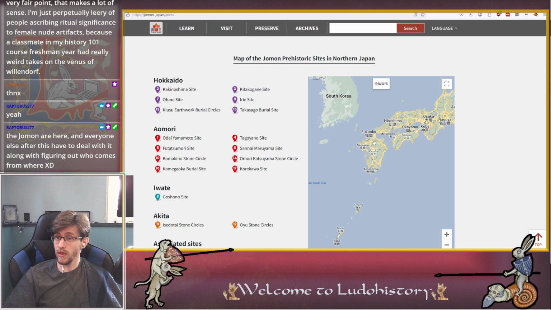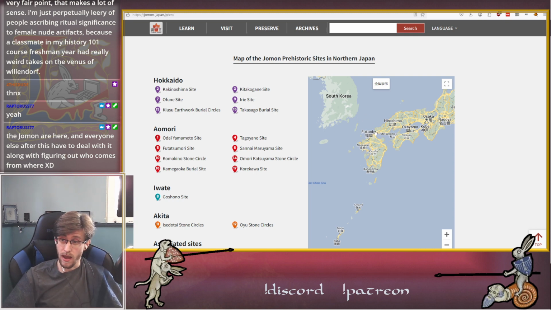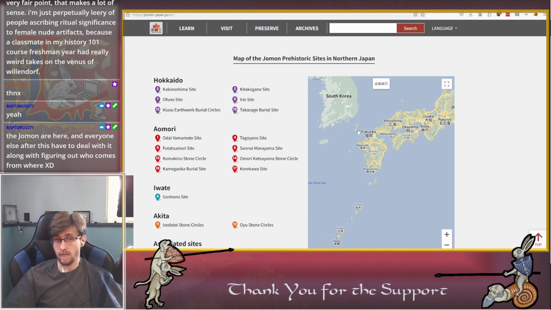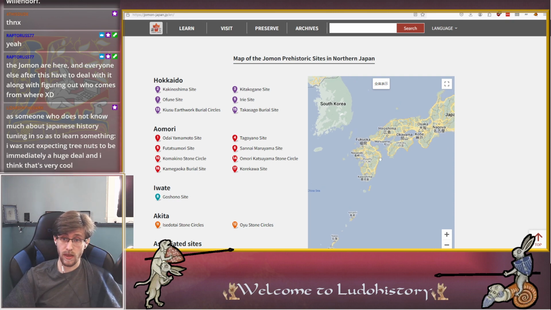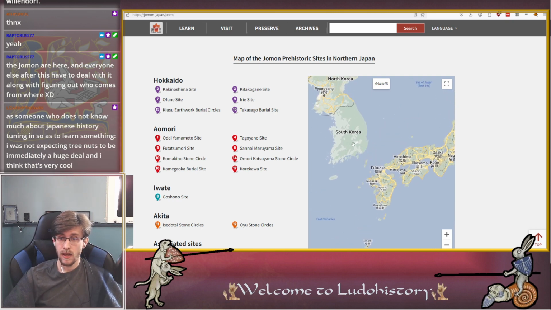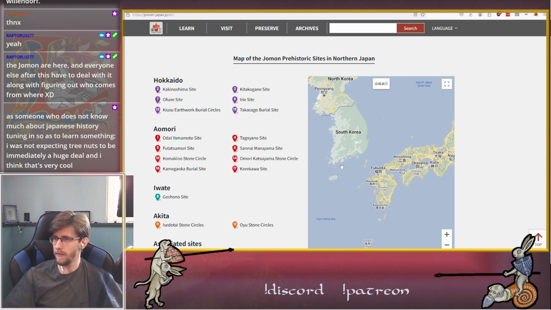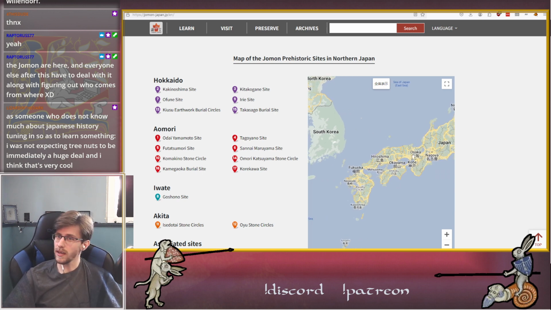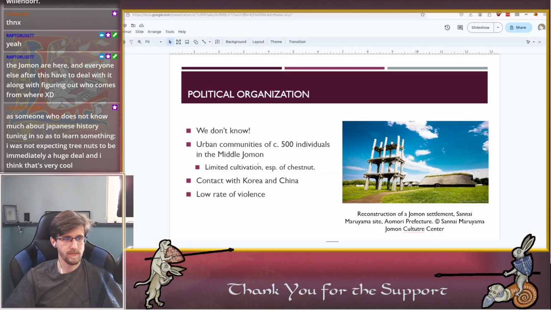Right, the Strait of Tsushima is not very big, and so they are plenty competent enough seafarers to make the hop through Tsushima across here and have contact with prehistoric Korean peoples. So there is a lot of material cultural similarities, and in fact, the major developments that end the Jomon period will come from Korea, and that's something that we'll get to in just a little bit.